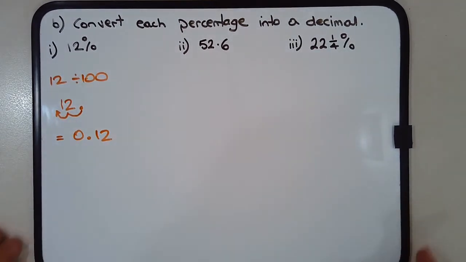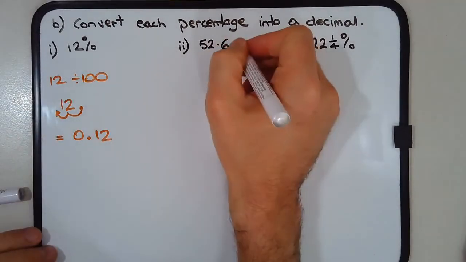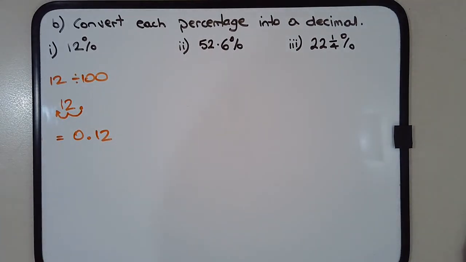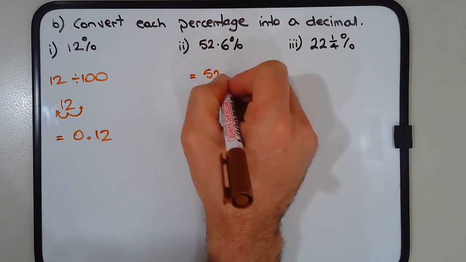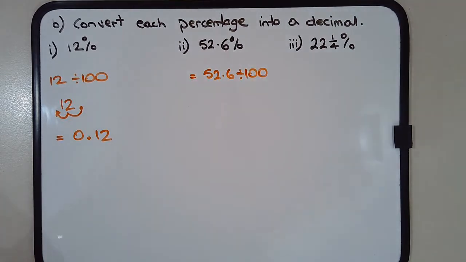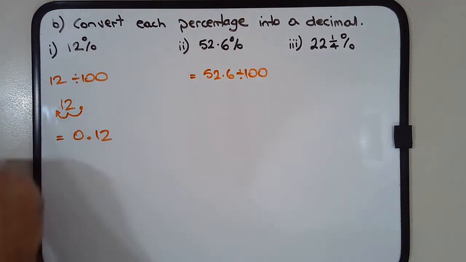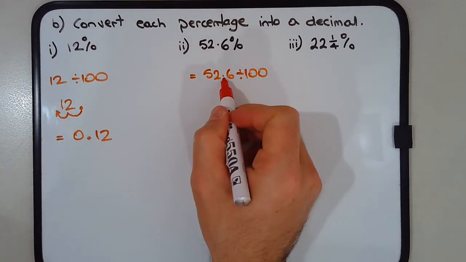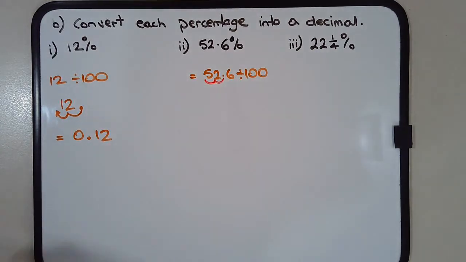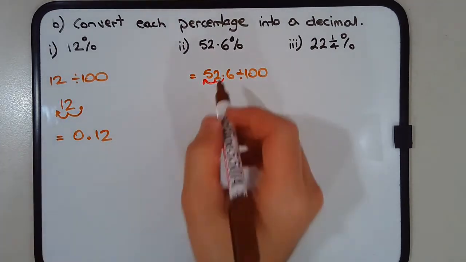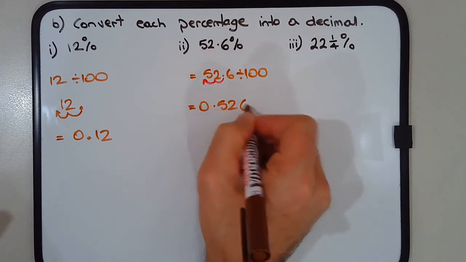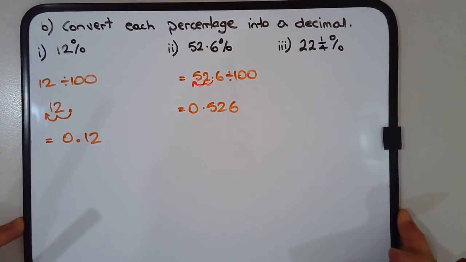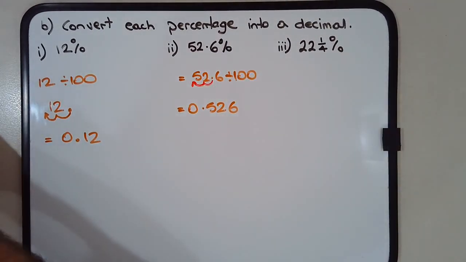So that's going to equal 0.12. What about 52.6%? We're going to divide that by 100. An easy way to do that mentally is just wherever the decimal point is, move it to the left 2 places. So the decimal point now is going to be to the left of the 5. So it's going to be 0.526.